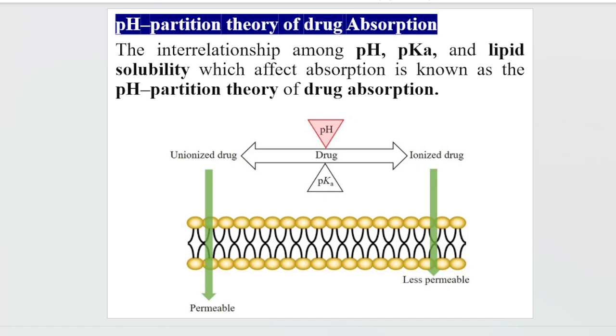So the next important factor is the pH partition theory of drug absorption, that basically links the pH, pKa, and lipid solubility that affect absorption. This is called the pH partition theory of drug absorption. As I told you in the last slide, it is not only the pH and pKa, but also the lipid solubility of the drug that affects the transfer or absorption of drug. So the drug's intrinsic property, I mean its lipid solubility, also affects the transfer of drug from the higher concentration to the lower concentration.